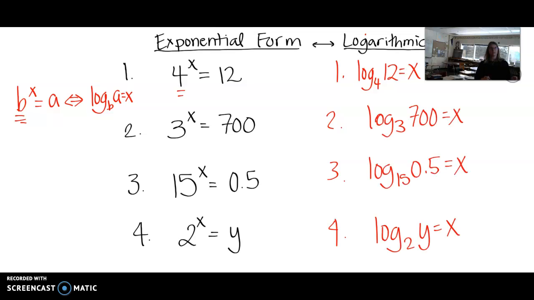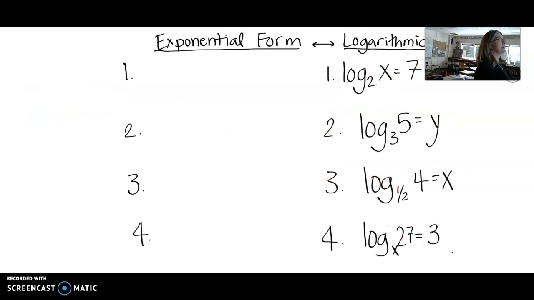Okay, so go ahead and check your work. If you have any questions on that, bring them to me, and we'll go over it. You should get, for number 2, log of base 3 of 700 equals x. Number 3 is log of base 15 of 0.5 equals x. And number 4 is log of base 2 of y is equal to x. Okay, so now go the other direction.